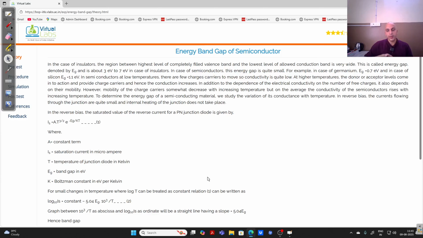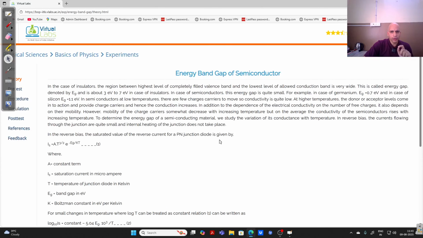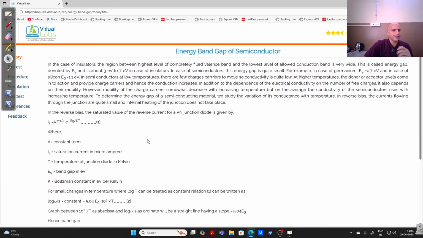So the whole experiment that we are going to perform, we are just measuring the reverse current of this p-n junction diode at different temperatures, right? Reverse saturation current. And then after that we are going to plot graphs, right? You can see here in the theory, you can go through this theory in detail, although you have gone through it in your solid state physics theory class, right?